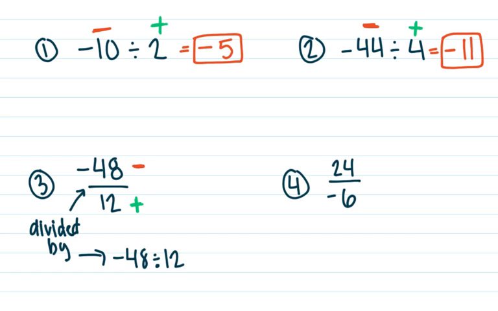But back to the math here, I do have different signs. So that means my answer is going to be negative. And 48 divided by 12 is 4. So this is going to be a negative 4.